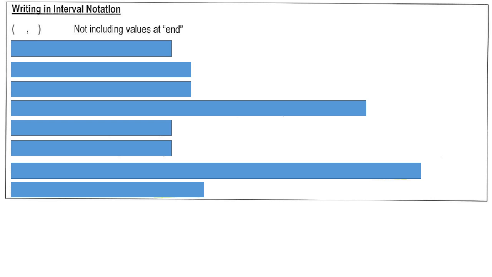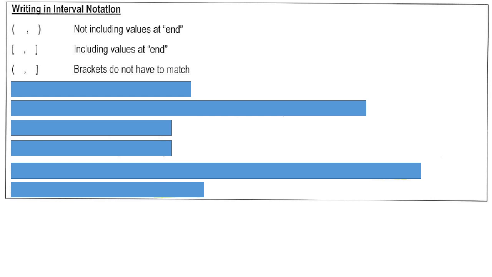So just like we had those open circles that showed that the value was not included, we use parentheses that also means that the end values are not included. However, if we use these brackets, then that does mean that the values are included, just like you had a closed circle when you graphed to show that the value was included.